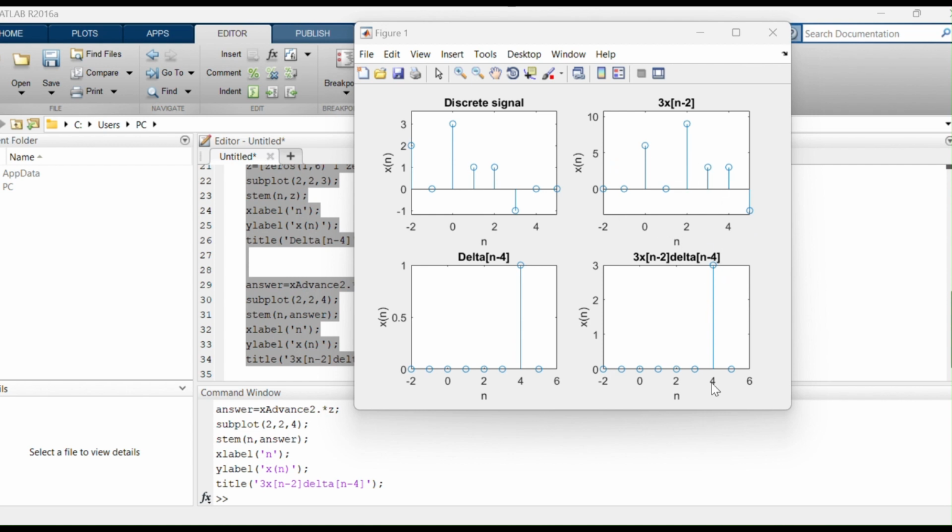Why? Because here it is 1. So 1 times, I mean over here it's 3. It's over here 3, right? Yes, so 3 times 1 would be 3. You could plot this on paper and make sure that I am telling you correctly.